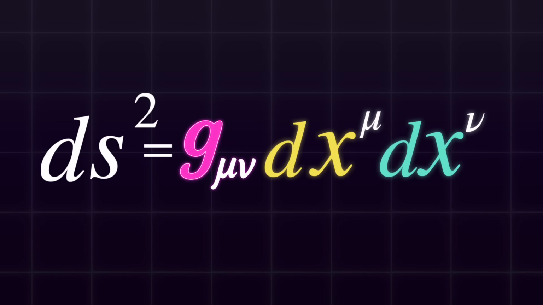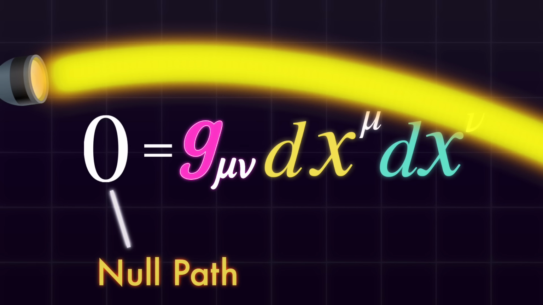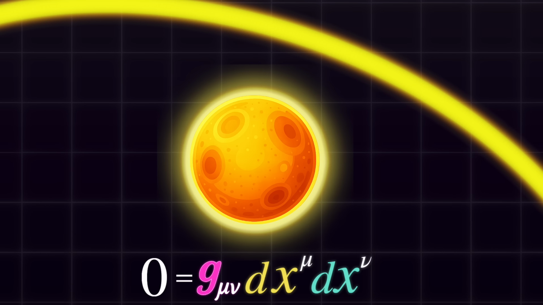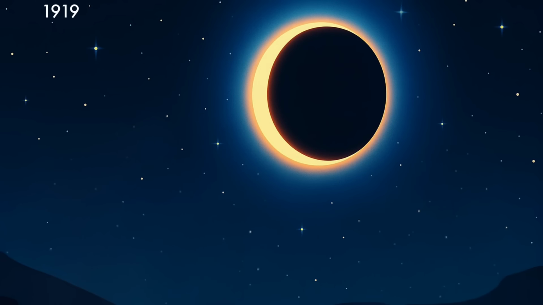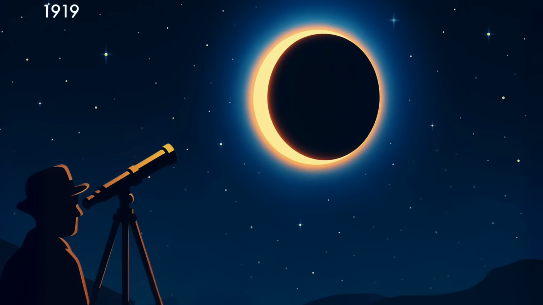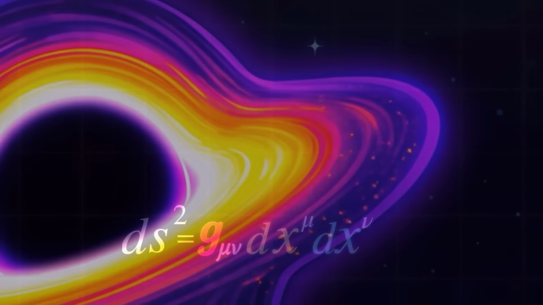And if you set the proper time to 0, you get the path that light takes. It's called the null path. Einstein used exactly this to predict how starlight would bend near the sun. And during the 1919 solar eclipse, Eddington measured it and gave the world the first direct confirmation of general relativity. It's the same math we use to simulate these black holes as well.